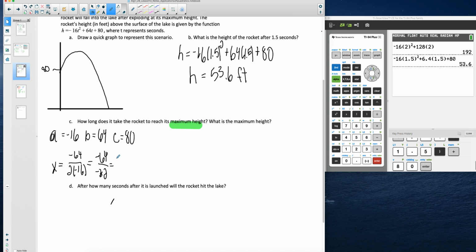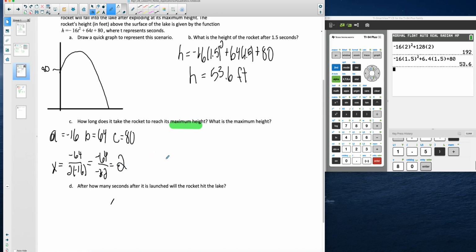Maybe I did something wrong in the earlier one. That doesn't make much sense, does it? Oh, that's what I did wrong. I see my mistake, so I'll have to go back and correct this problem in just a second. So this is x equals 2.